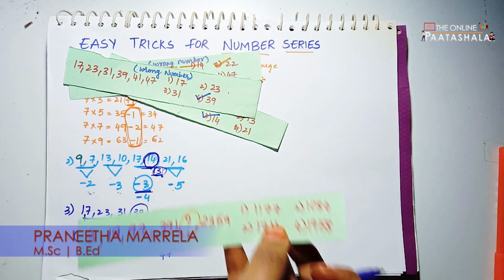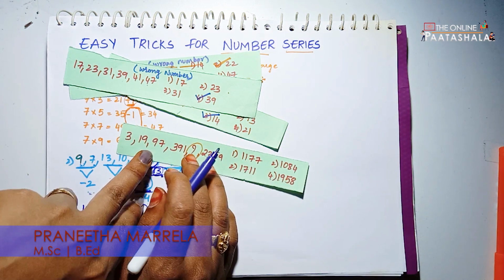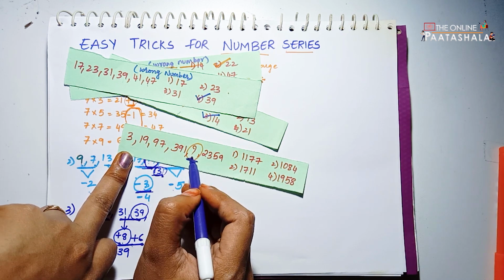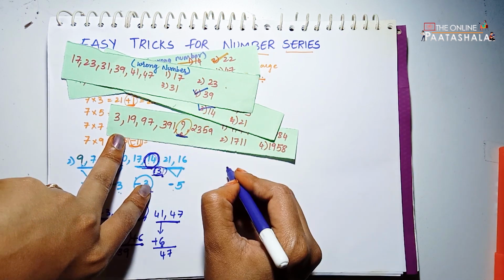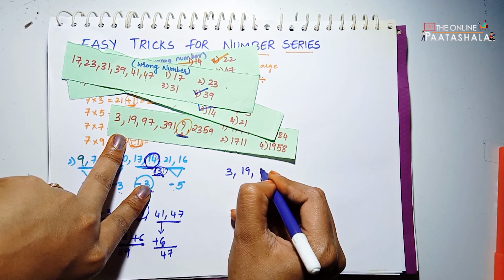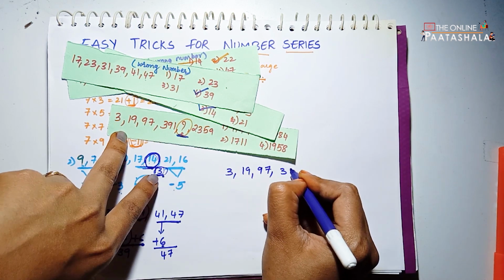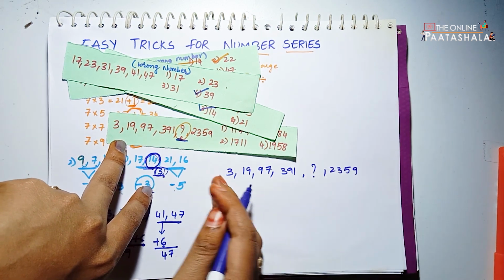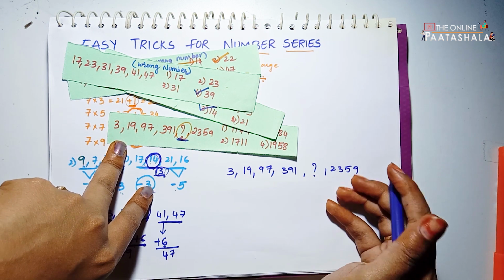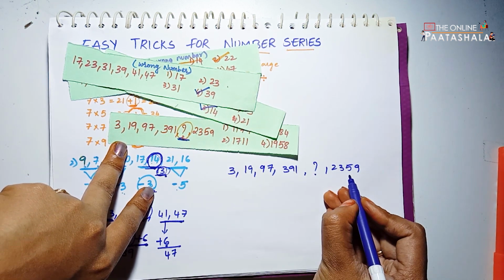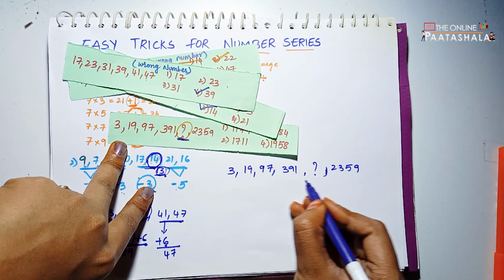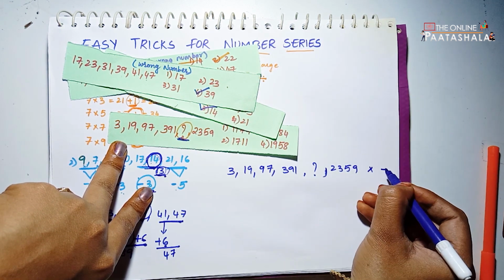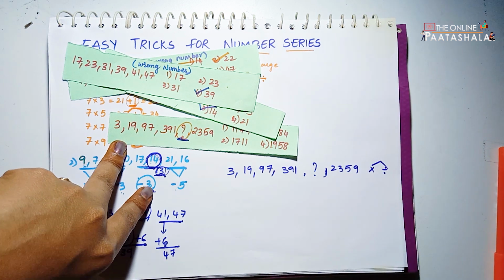Next, one more question. It is a question mark question. See, what is the question? It is given 3, 19, 97, 391, question mark, and 2, 3, 5, 7. As you go from left to right, the numbers are increasing in a higher way, right? That means multiplication or division will be involved.